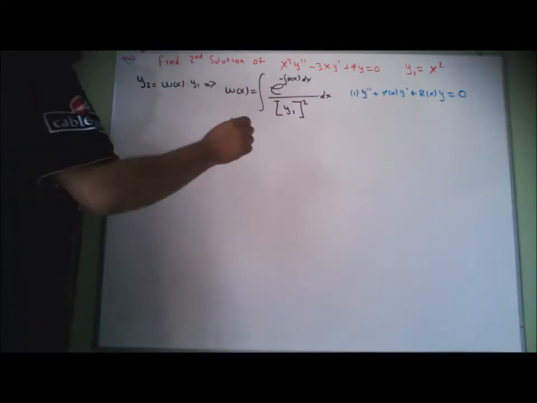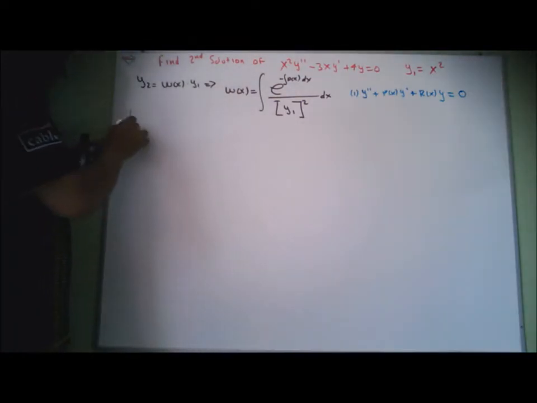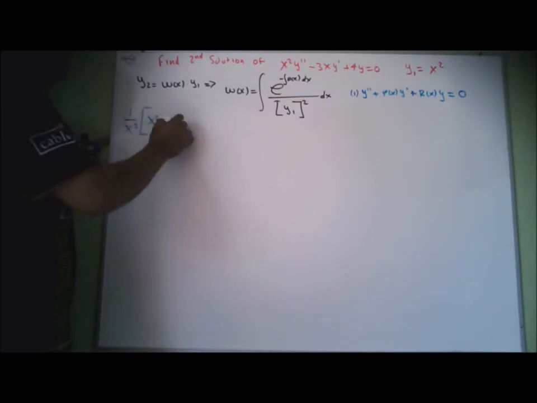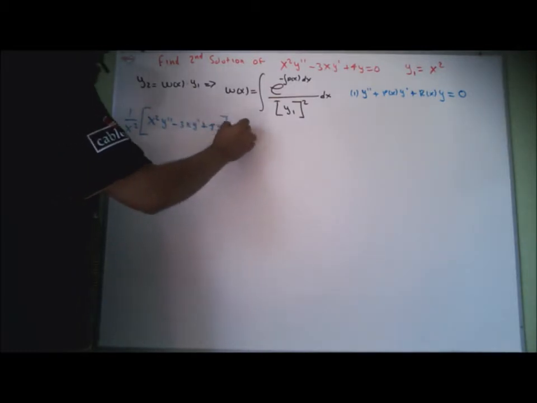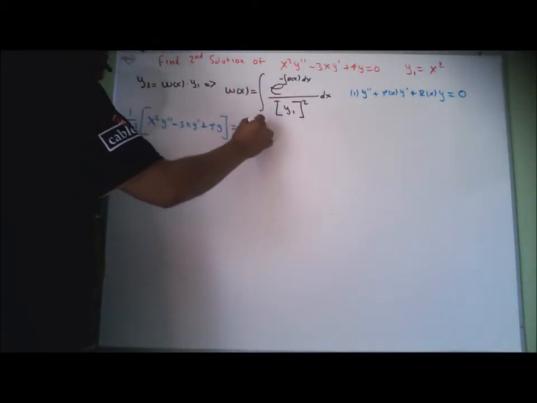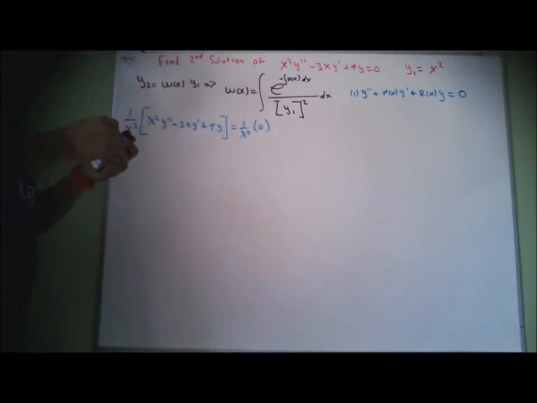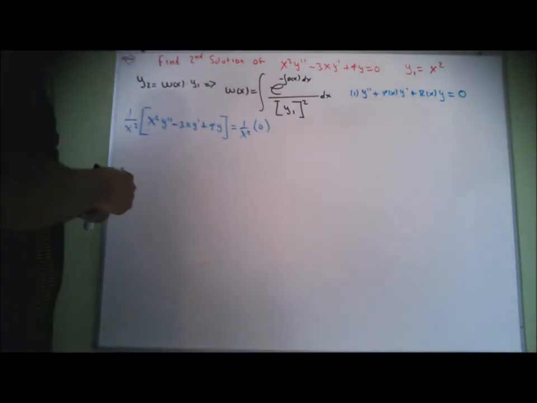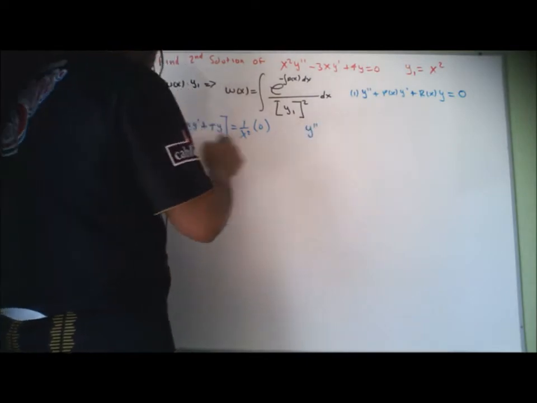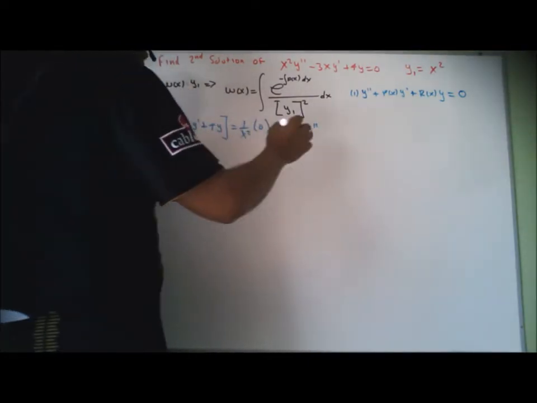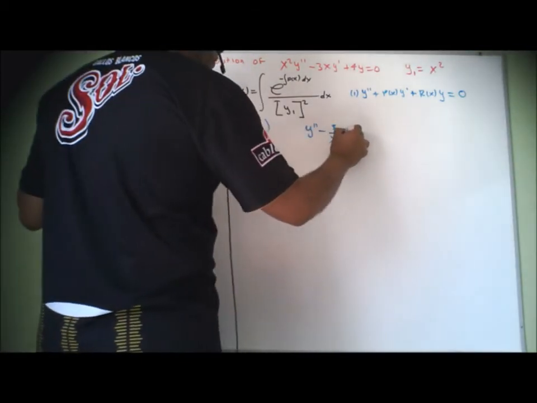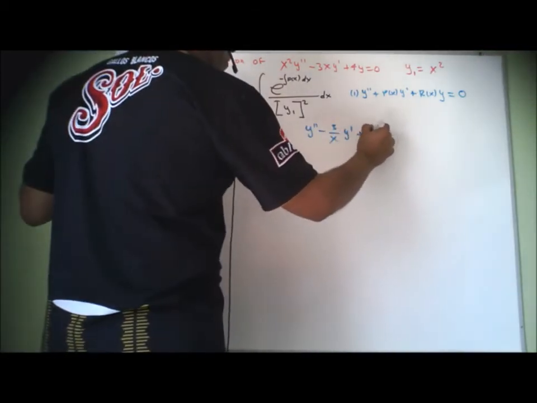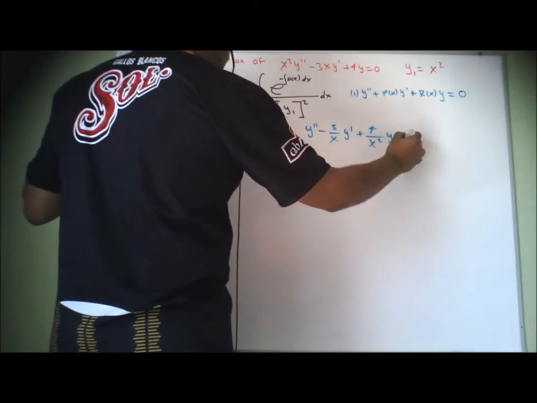Okay, so what we have to do is to divide by x squared, 1 over x squared times my differential equation, x squared second derivative minus 3x first derivative plus 4y, and the same on the other side, but we don't care about the other side because it's equal to 0. Okay, so what you get here is the second derivative, then minus 3 over x, first derivative, sorry, plus 4 over x squared y equal to 0.